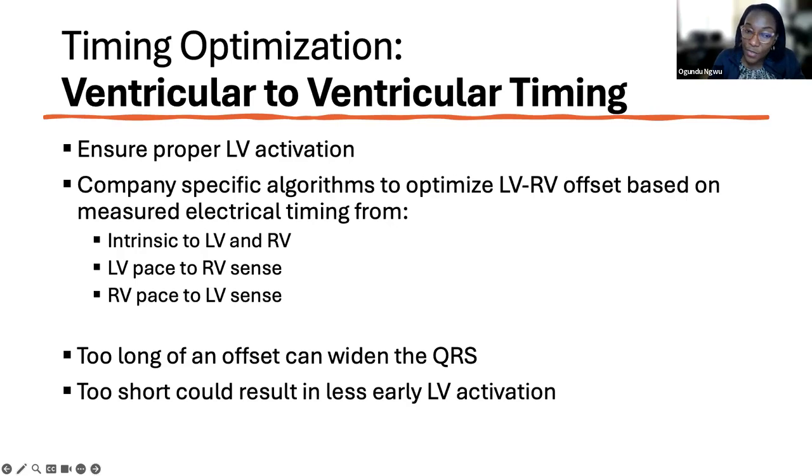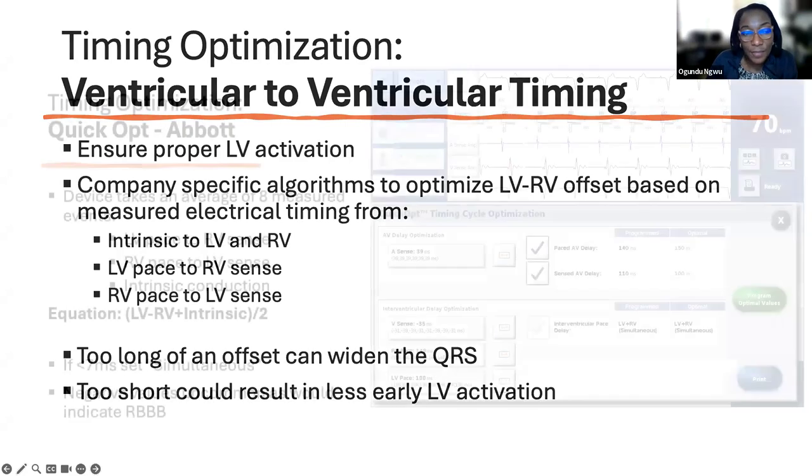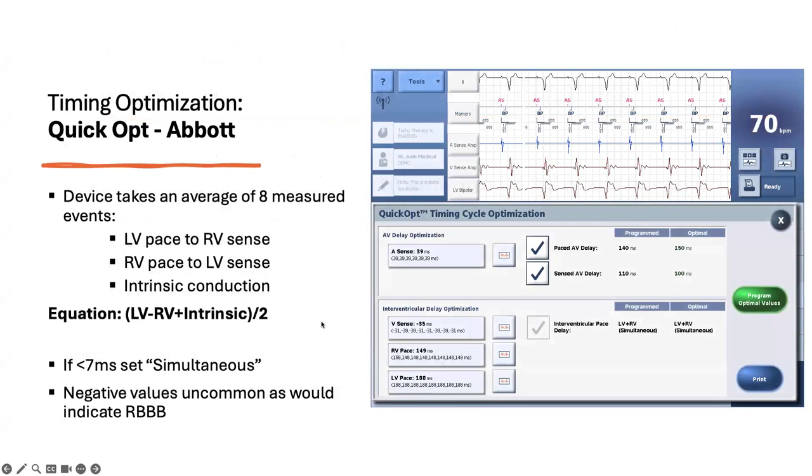If your AV interval is too short, you can activate your LV too early, and that can be detrimental to the LV filling. So it's an interaction between the AV optimization and the VV optimization to get the best timing interval. Next slide. So just to go over this example, this is Abbott's QuickOpt. If you're using anything like SyncAV or automated algorithms, I don't even take into account the AV delay optimization, but it does make a suggestion for you.